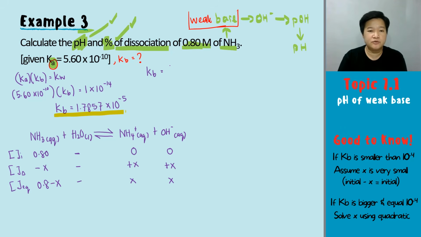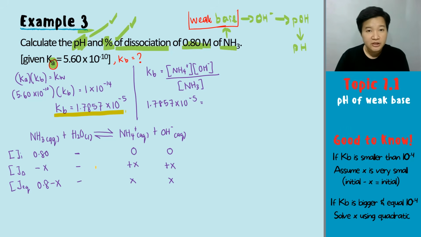Kb will then equal the product, your NH4 plus times the OH minus, over the reactant. And since water is a liquid, we will ignore the presence of water and only take the ammonia. Okay, Kb value calculated is 1.7857 times 10 to the power of negative 5. The concentration of NH4 plus, OH minus and also your NH3 at equilibrium is as follows. So substitute into the equation.